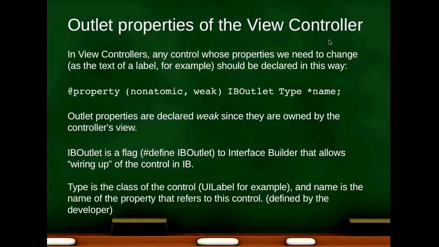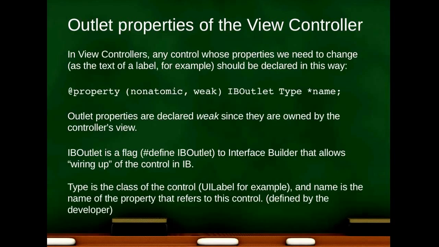So as I said, we're talking about outlet properties of the view controller. In a view controller, any control whose properties we need to change, like the text of a label or the text on a button or maybe the background color of the view itself, any control that we want to change the look and feel of at all in our code should be declared as a property, non-atomic, and weak.